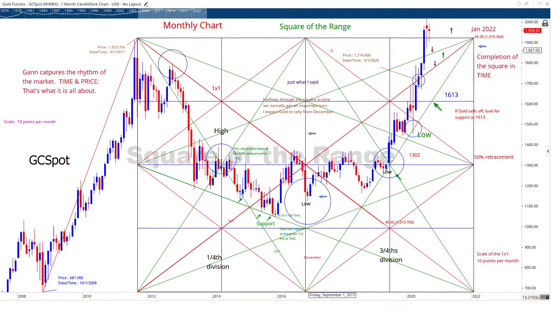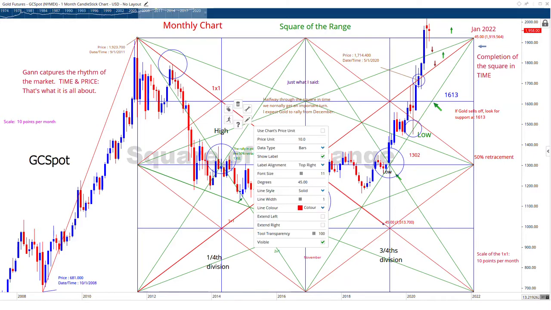What you're looking at here is the square of the range, a Gann square. To construct it from October of 2008, we take that low, we take the high of September 2011, and we project forward a square. Now, how do we create the square? We actually use this one by one down from high. We have a scale that we will let you know.